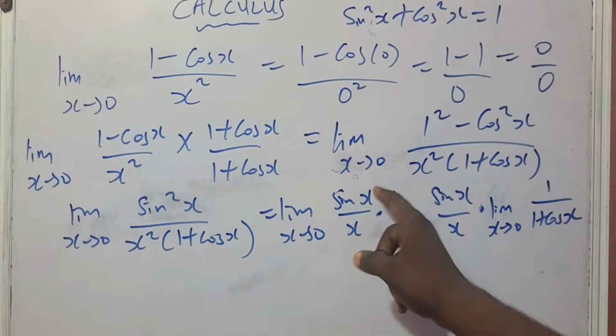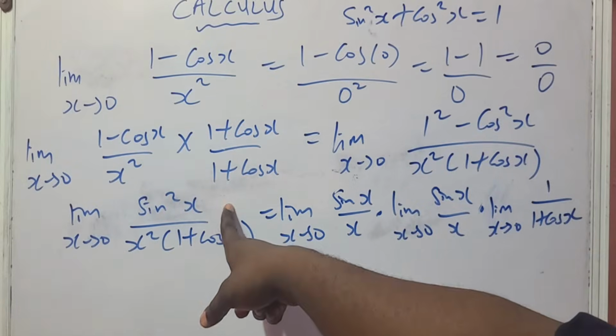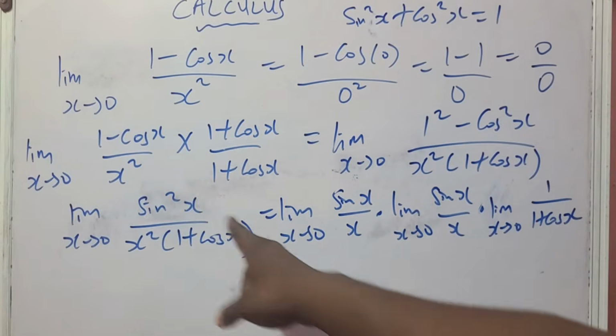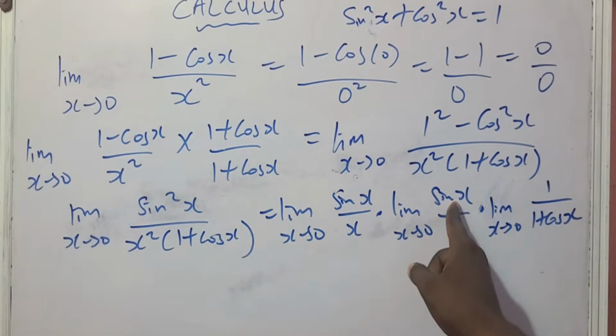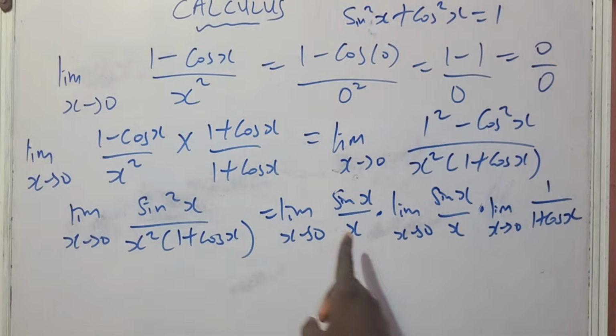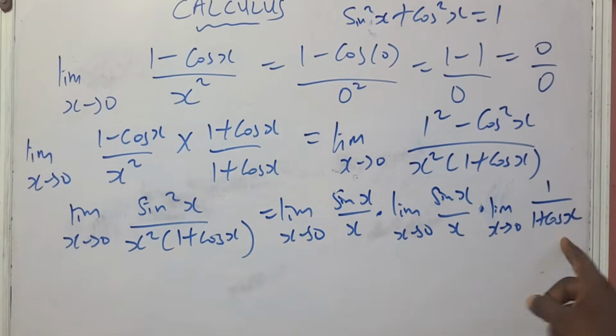Look at what we have here. If you bring these three things together, this is what you have. Because this is sine square x, I split sine square x into 2. That's sine x times sine x. This is sine x. This is sine x. I split x squared into 2. That's x. That's x. And then I have, of course, 1 over 1 plus cos x.